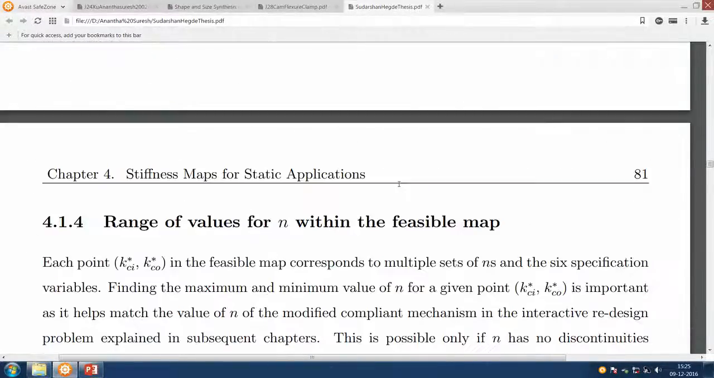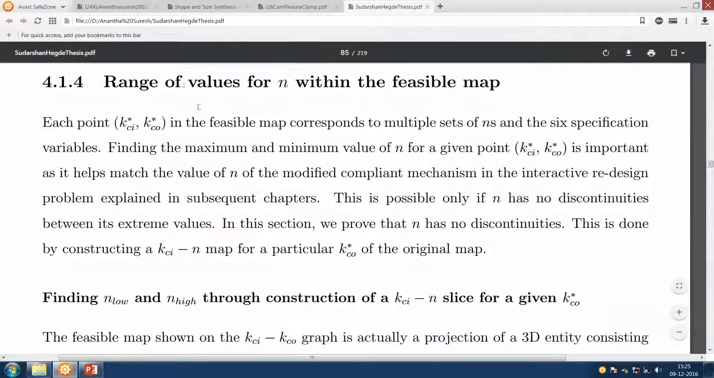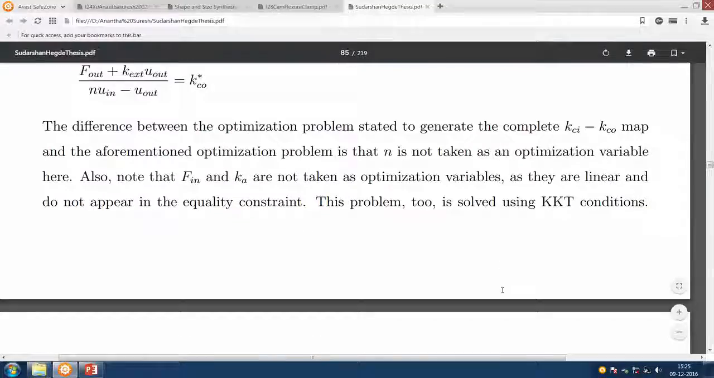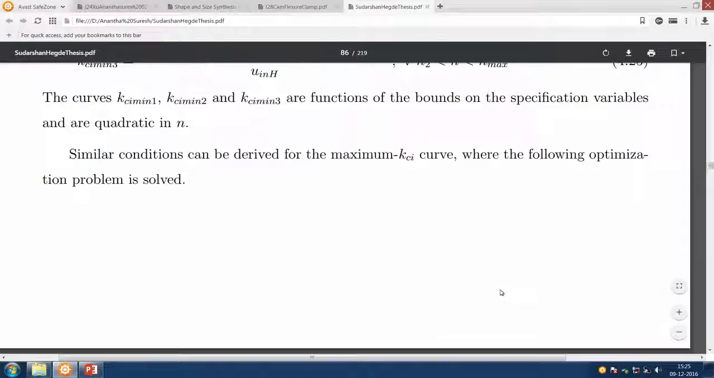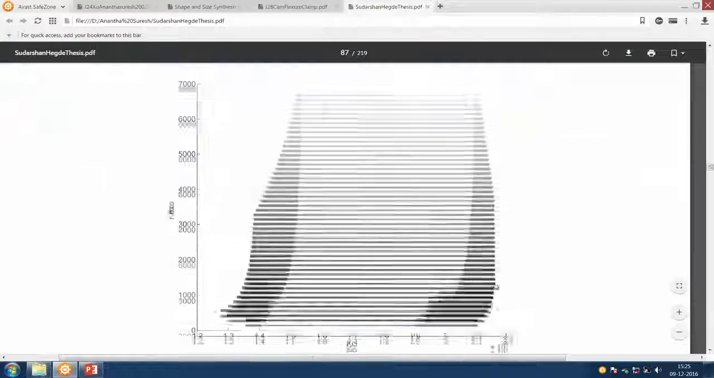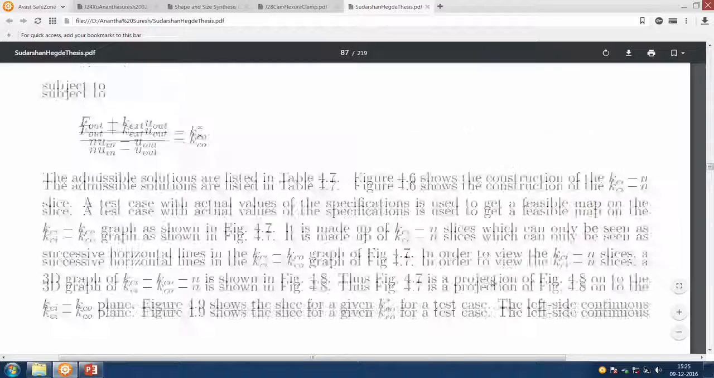It is not like it goes like this and goes up, that actually continuous. Not only the feasibility volume is a singly connected domain, the n value at any point is also continuous, and that is also proved in this chapter for this continuity of n. So, this construction of this slice and that point is also discussed and proved. So, this chapter 4 is actually the key chapter of this thesis.